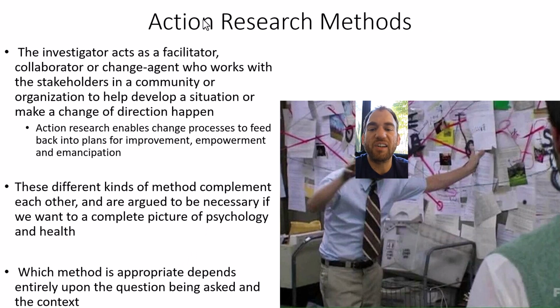Next, we have this idea called action research methods, which really is not talked about in a traditional research methods class. So this is a fun one here. In ARM, the investigator acts as a facilitator, collaborator, or change agent who works with the stakeholders in a community or organization to help develop a situation or make a change of direction happen. Action research enables change processes to feed back into plans for improvement, empowerment, and emancipation. These different kinds of methods complement each other and are argued to be necessary if we want to have a complete picture of psychology and health. Which method is appropriate depends entirely on the question being asked and the context.